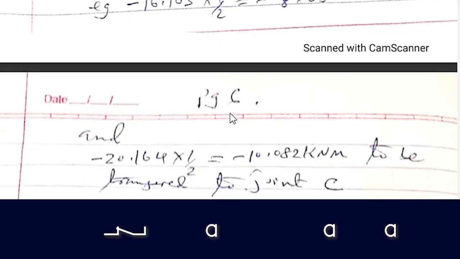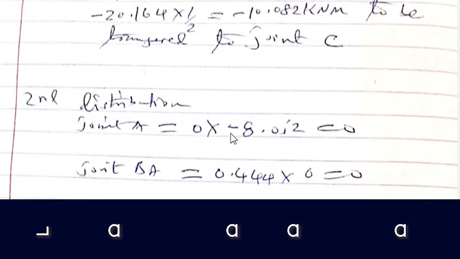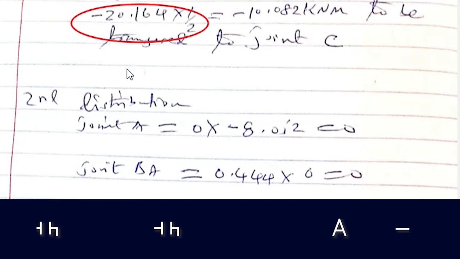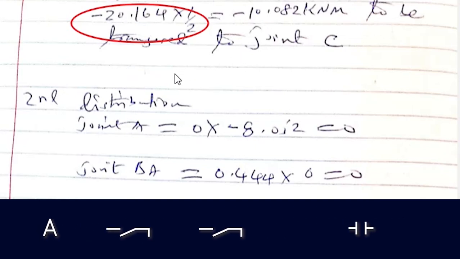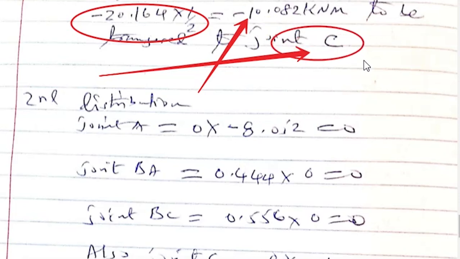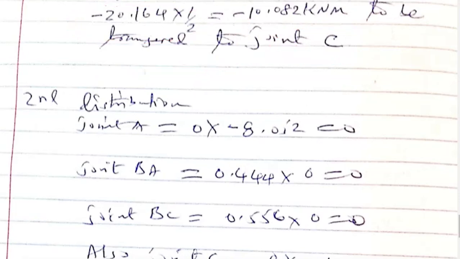Once you take the moment, about 20.164 times a half, the value should be equivalent to a negative 10.082 kilonewton to be transferred to joint C. Now it is said the carryover moment from joint B to joint C. Now upon distribution, what will be to our table?